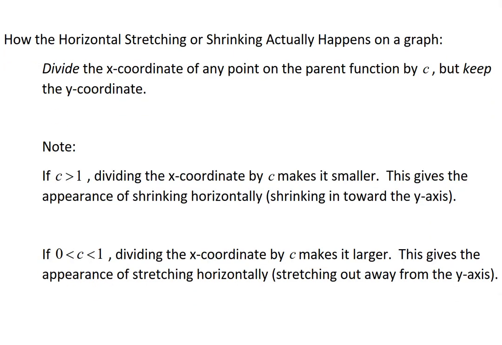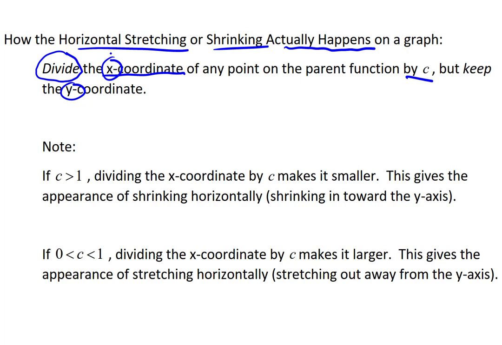Now let's discuss, before we get to some examples, how the horizontal stretching or shrinking actually happens. What does occur that causes this on a graph? Well, graphically we're going to divide the x-coordinate of any point on the parent function by c, but keep the y-coordinate. So again, if you look back carefully, you'll find a lot of similar but opposite practices corresponding with the vertical stretch or shrink. Instead of what we were doing vertically, which was multiplying the y-coordinate by the c value, in this case now with the horizontal stretch or shrink, we're dividing the x-coordinate by c.